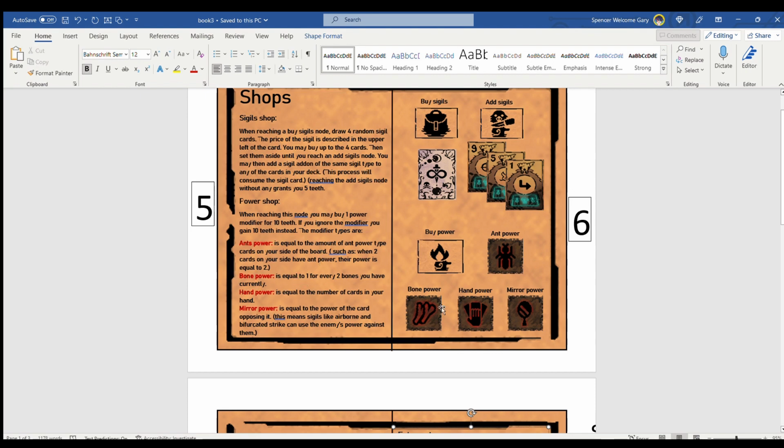Bone power, which is this one, is equal to 1 for every 2 bones you have currently. Hand power, which is this one, is equal to the number of cards in your hand. And mirror power is equal to the power that the card opposing it has, which is more effective when you have things like airborne or bifurcated strike.